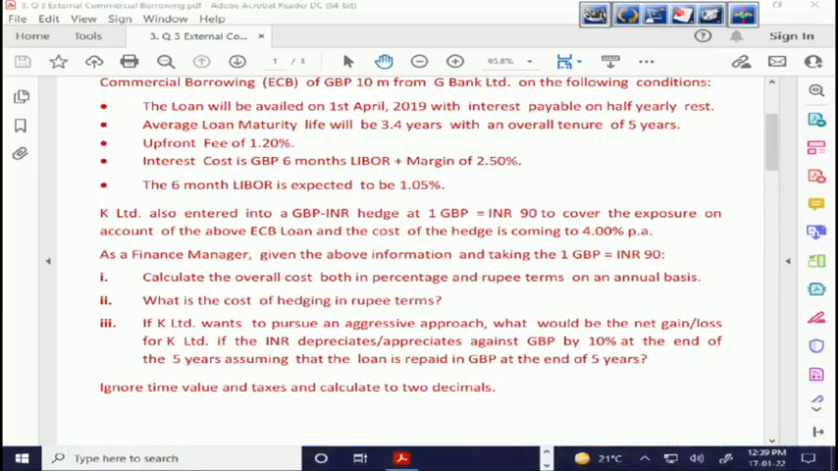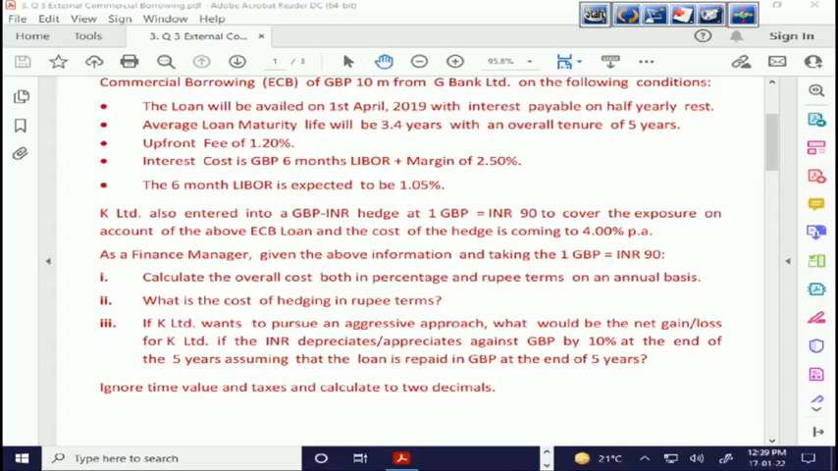So cost of hedging was 4%. That's 4% of 90 crores. But 4% of 90 crores is for 1 year. So into 3.4. 4% of 90 crores into 3.4. That's coming to 12.24 crores.